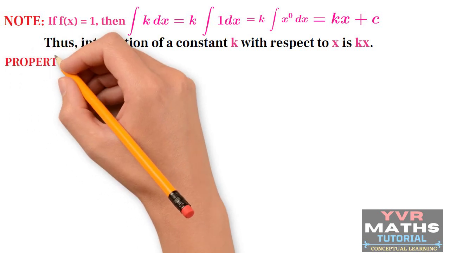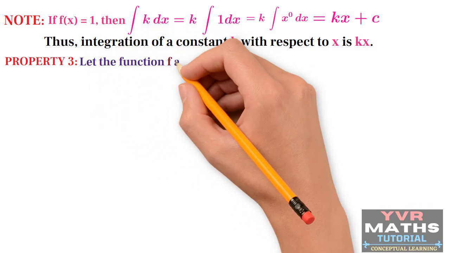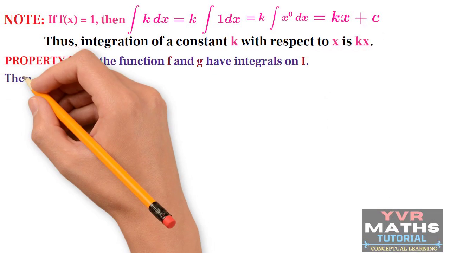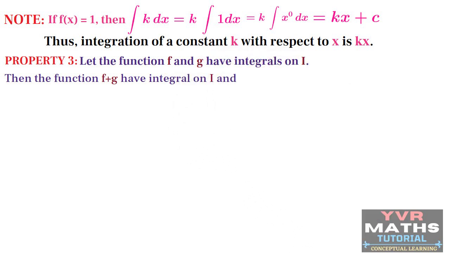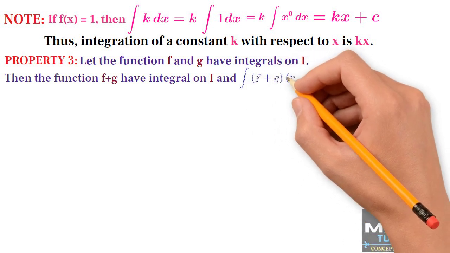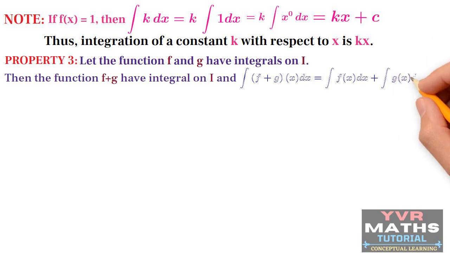Next, let us take the third property. Statement: let the functions small f and small g have integrals on the interval I, then the function f plus g has an integral on the same interval I, and integral of f plus g of x with respect to x is equal to integral f of x with respect to x plus integral g of x with respect to x plus c. That is, the integral of the sum of two functions is equal to the sum of their integrals.